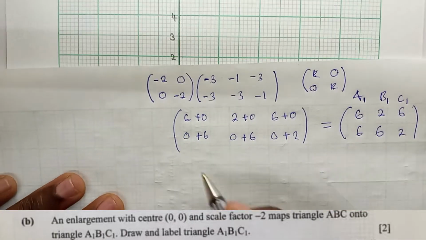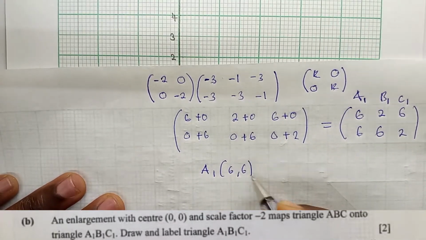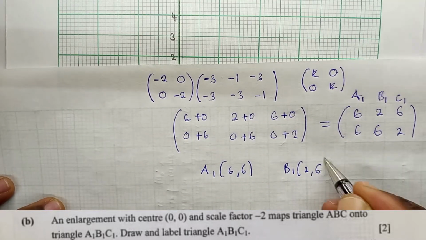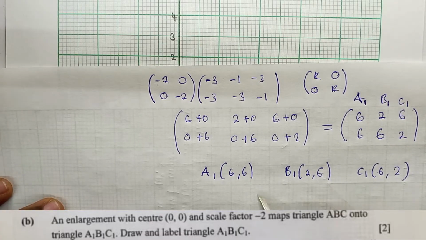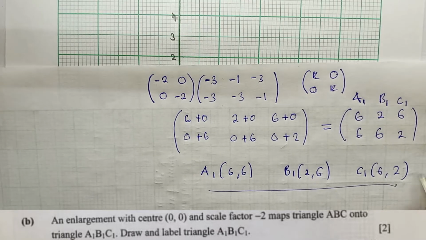So these are the coordinates that we need to plot. We have A1, which is 6, 6. B1, it's -2, -6. C1 is 6, 2. So these are the three coordinates that we need to work with.